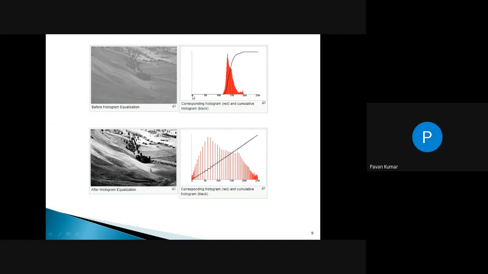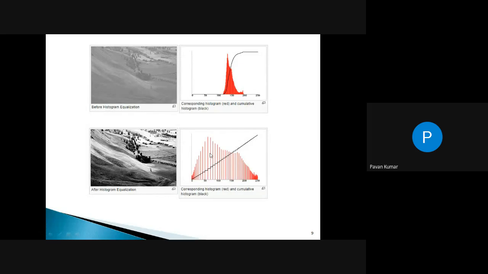Before this, from 0 to 100, we are not having any intensities. From 200 to 250, we are not having any intensities. After equalization, we are having values throughout. Is it right? From 0 to 250, you can see them. This is the use of histogram equalization. After that, we can have more.